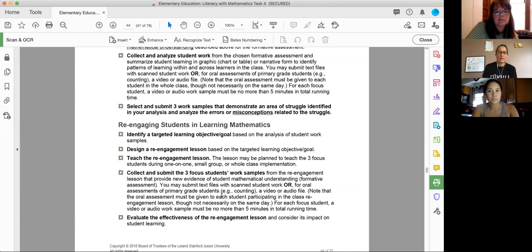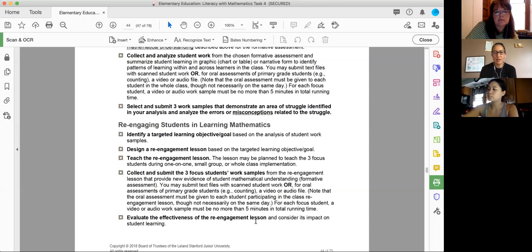And then you're going to collect and submit the 3 focus students' work samples again, and you're going to describe what happened there. So as you see there, it says you may submit text files or scanned or oral assessments. So whichever it is, again, you can upload those.